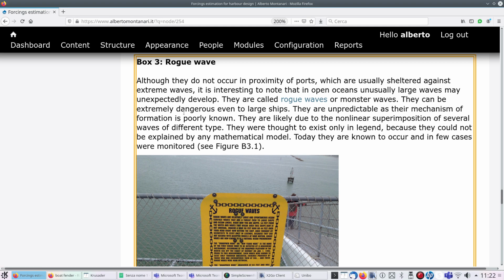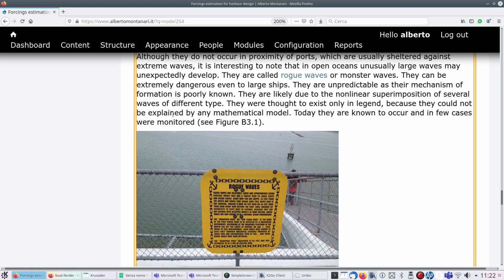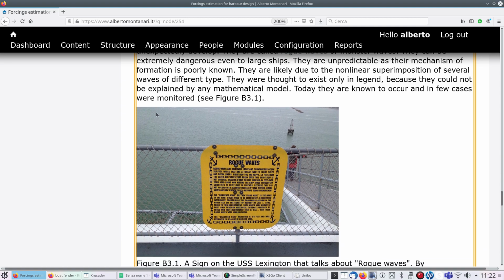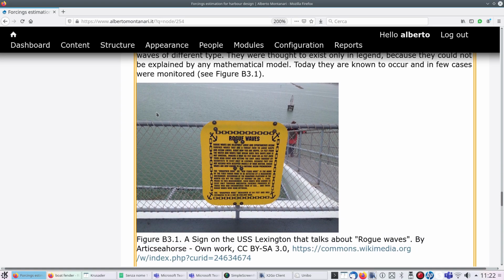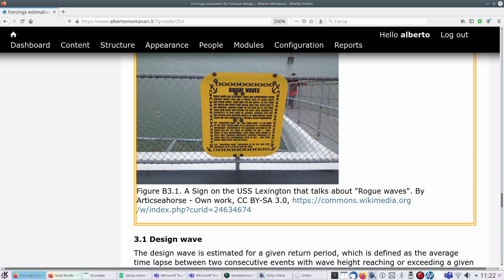They are unpredictable because their mechanism of formation is poorly known. And in the past, they were thought to exist only in legend, because they could not be explained by any mathematical model, and people who saw them probably didn't survive. Today they are known to occur. A few cases were monitored. The first one was monitored and measured in 1995, so this is quite a recent phenomenon.